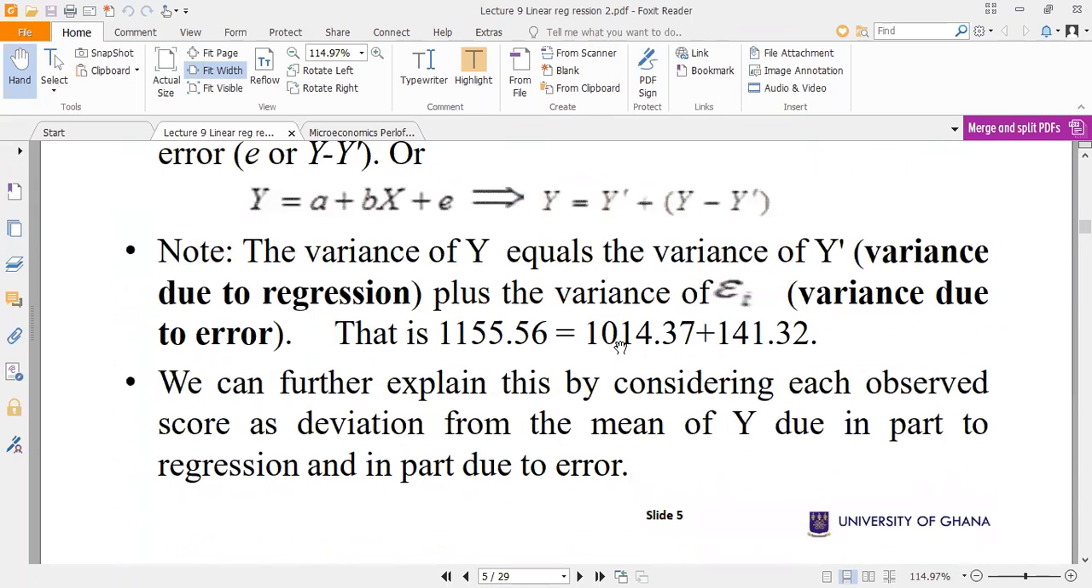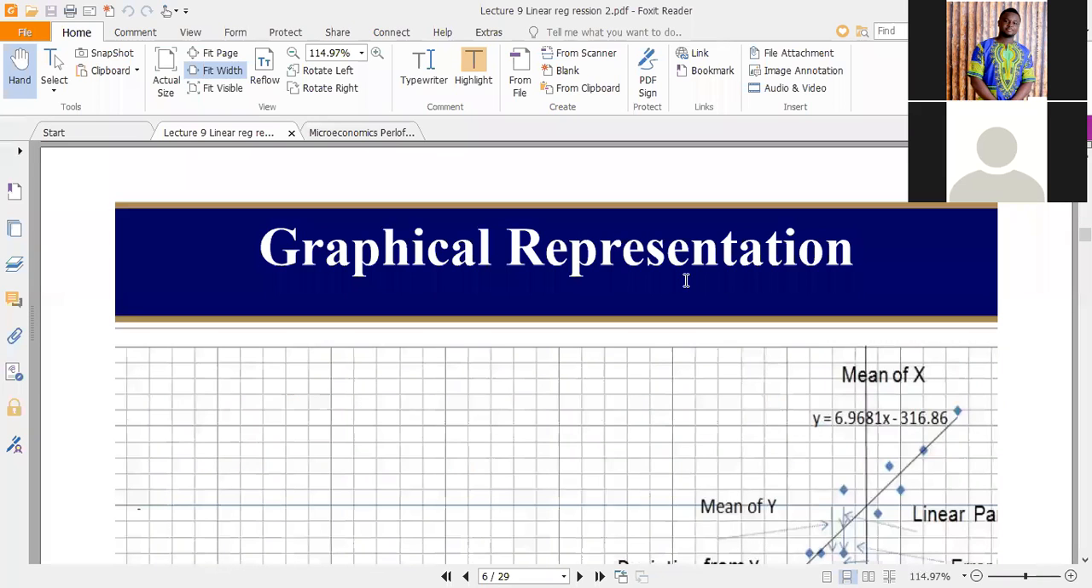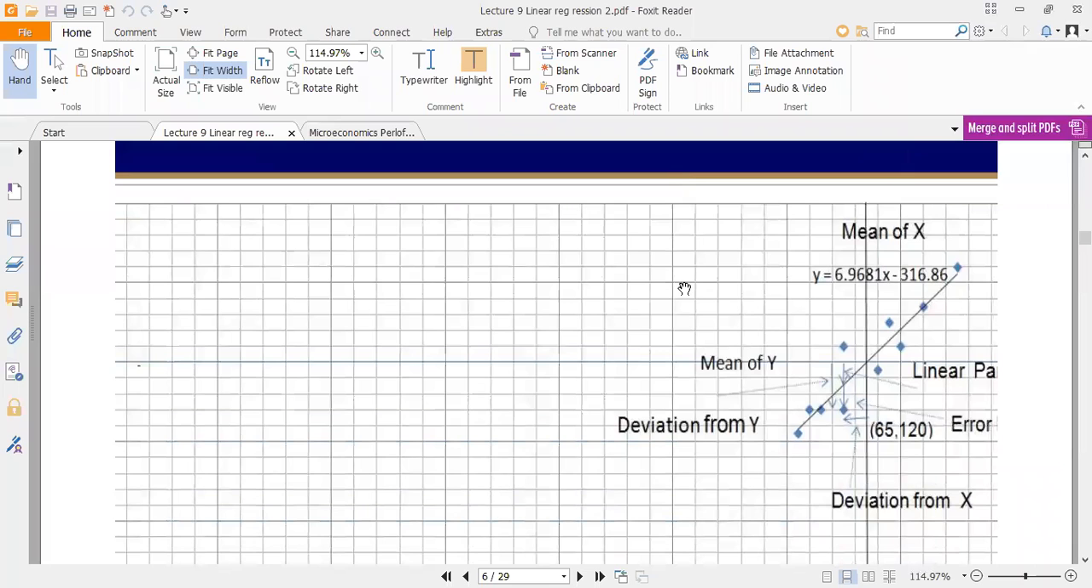So just like the variation, if you want the variation in the actual y, it's supposed to be equal to the variation in the estimated y and then the variation in the error term. Okay, so when you add the two variances for the estimated y and the error term, we're supposed to get the variance in the actual y. So we'll try and decompose the variance of y into the two components, the variance of y prime and then the variance of the error term. This is just the graphical representation.